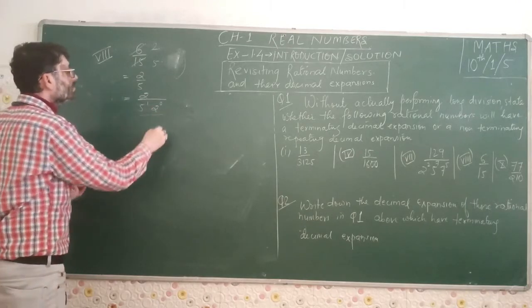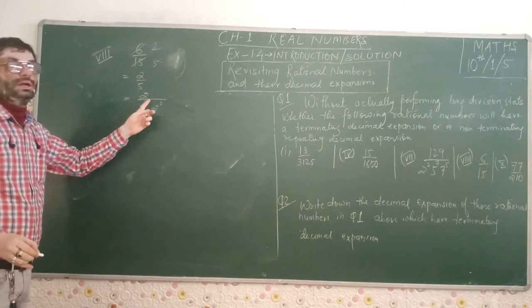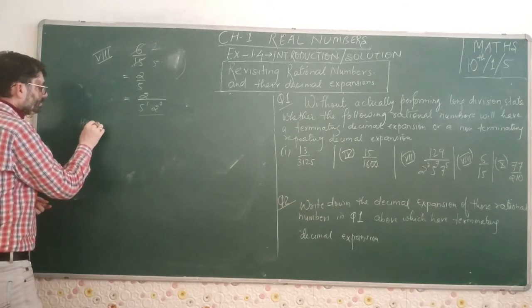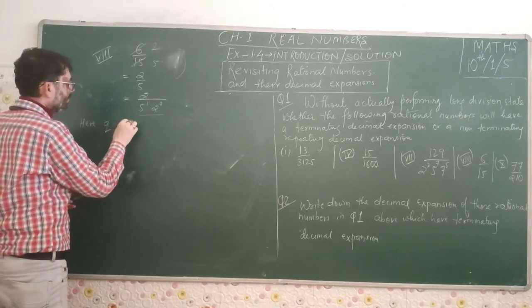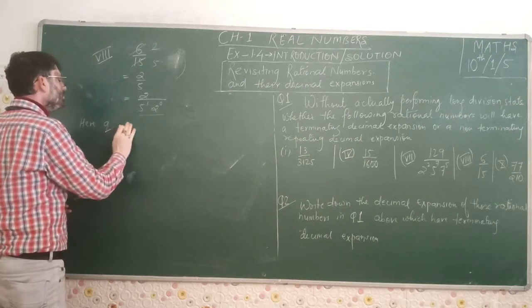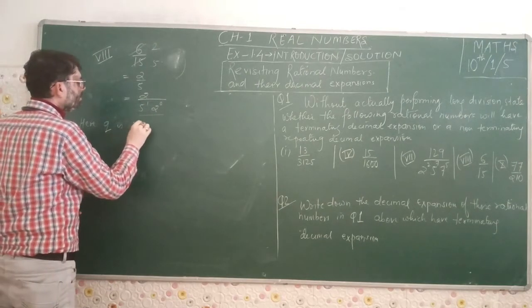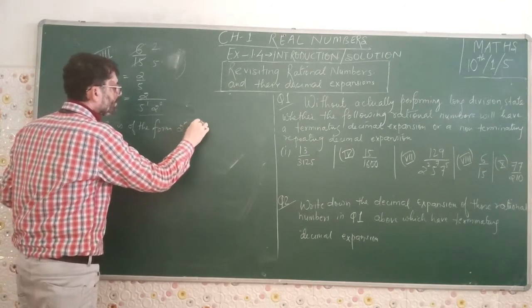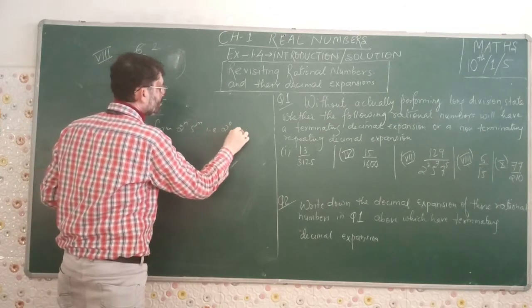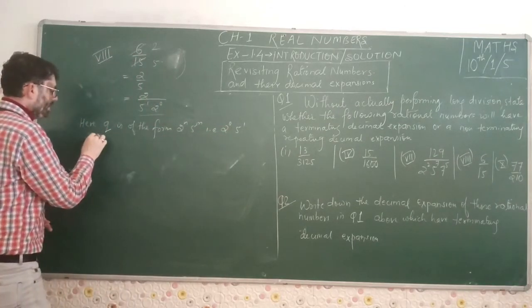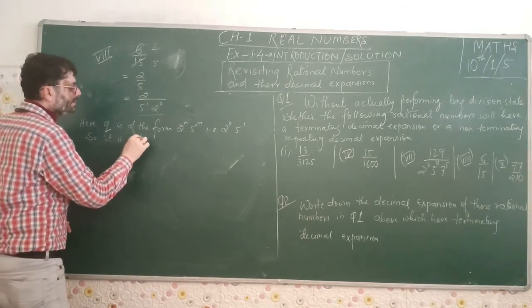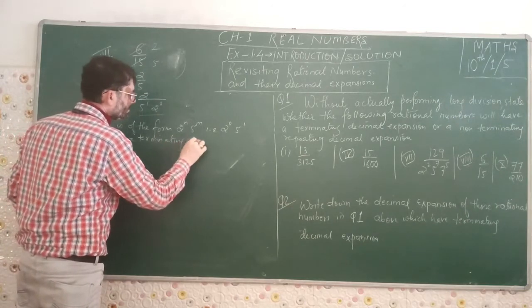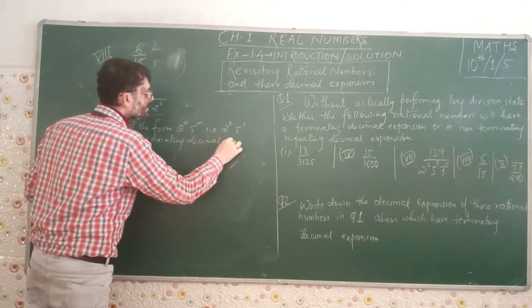Now the denominator becomes of the form 2 to the power n, 5 to the power m, so it is a terminating decimal expansion. So here Q is equal to 5 to the power 1, 2 to the power 0, or simply you can say Q is of the form 2 to the power n, 5 to the power m, that is 2 to the power 0, 5 to the power 1. So it is a terminating decimal expansion.